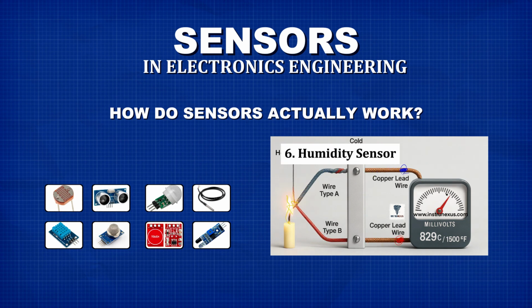So the main idea is this. The sensor detects a physical change. Then it converts that change into an electrical signal. Then the electronic circuit reads that signal. After that, the circuit can decide what to do.